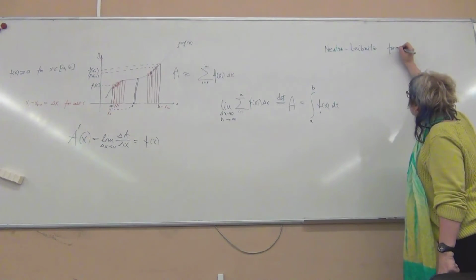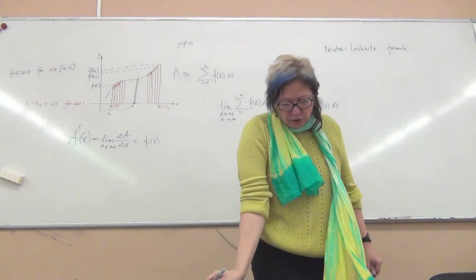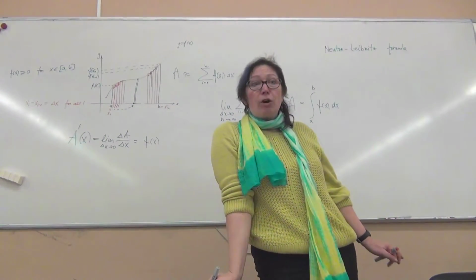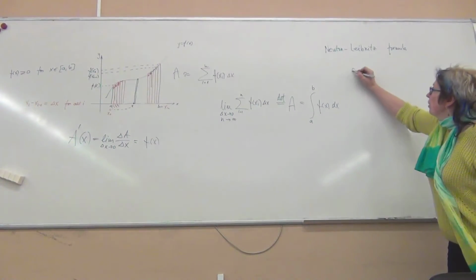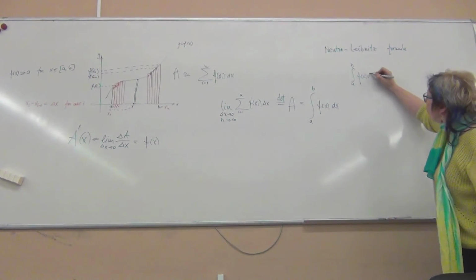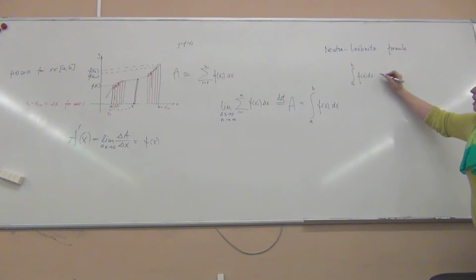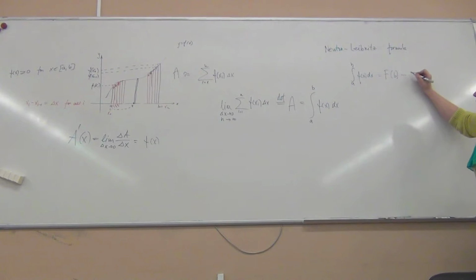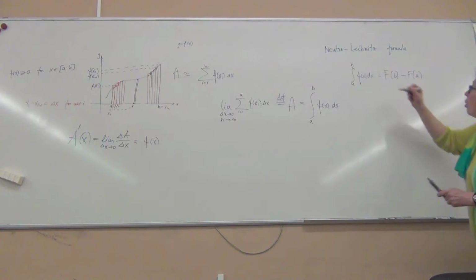Newton-Leibniz formula. It's also called the fundamental theorem of calculus, which states that this area below the curve of a positive function between the x values a and b equals the value of the primitive function at b minus the value of the primitive function at a. This. No more, no less.